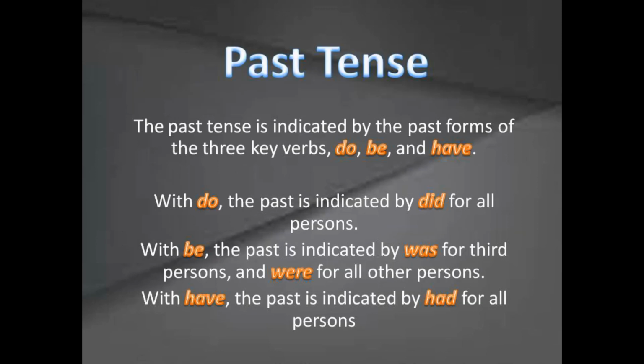So let us go along with the past tense. Past tense also has the three key verbs that are important in our lesson for today. These three key verbs are do, be, and have. With do, the past tense is indicated by did for all persons. With be, the past is indicated by was for the third person and were for all other persons. With have, the past is indicated by had for all persons.